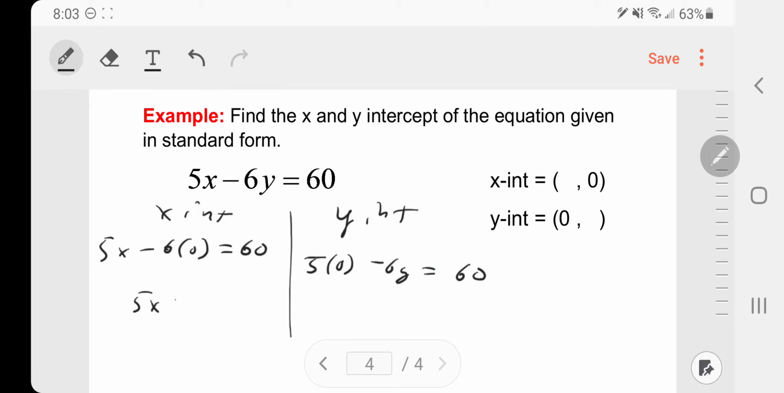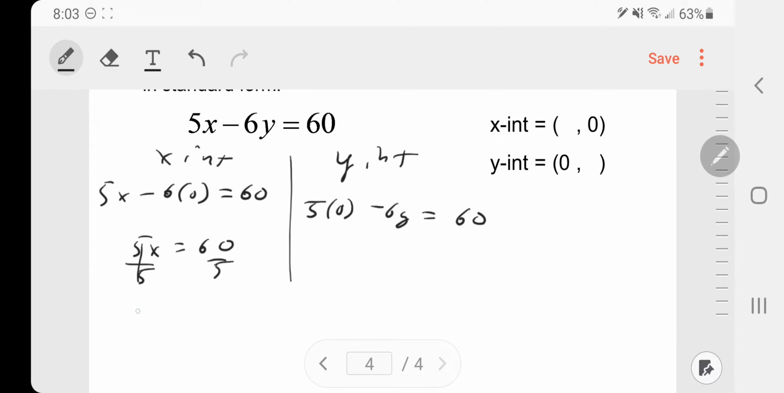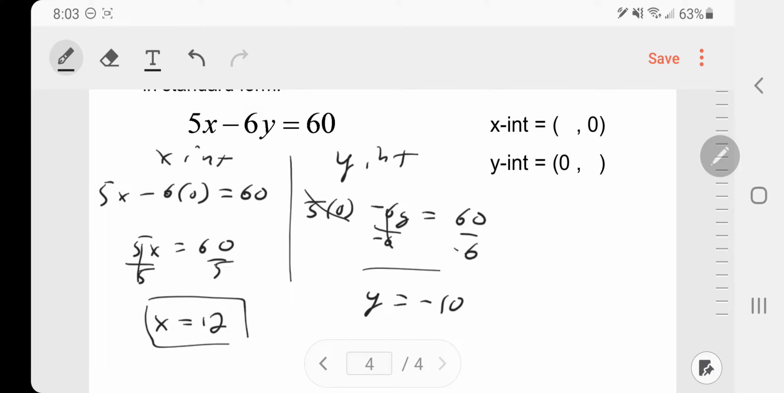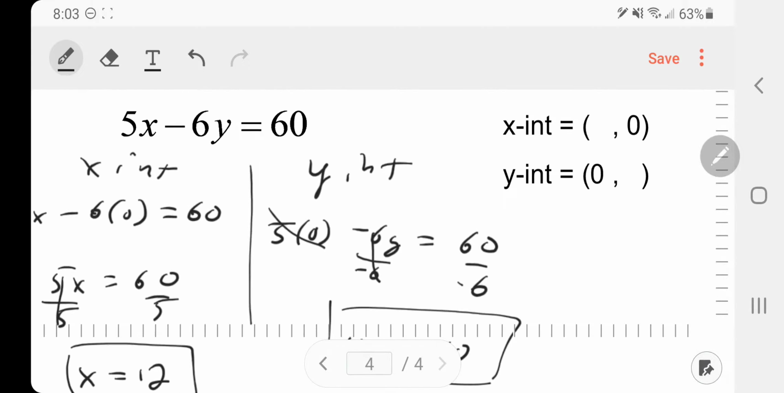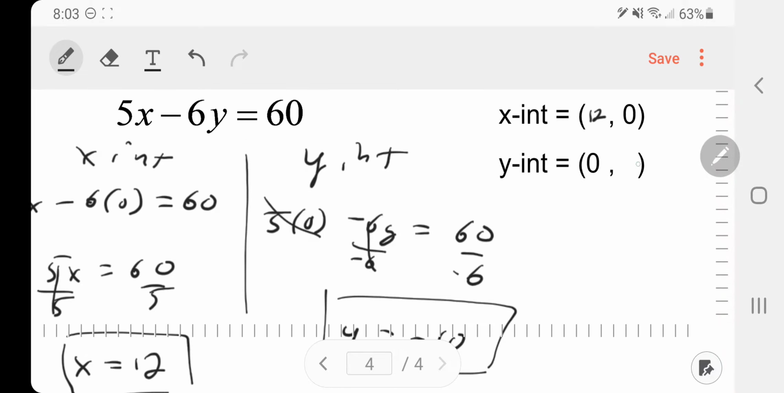Okay, so on this side, we get 5x equals 60. Divide by 5, and we get x equals 12. And on this side, we know the x is gone, so we're looking for the y. Divide by -6 on both sides, and we get y equals -10. Okay, let's go up here and put them into our points. We get (12, 0), and we get (0, -10).